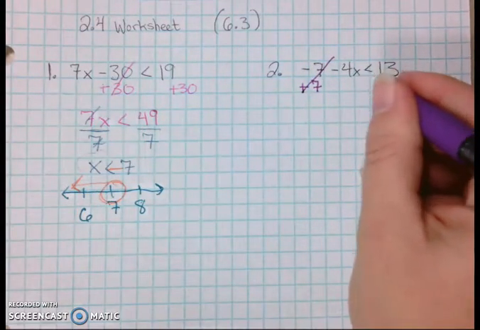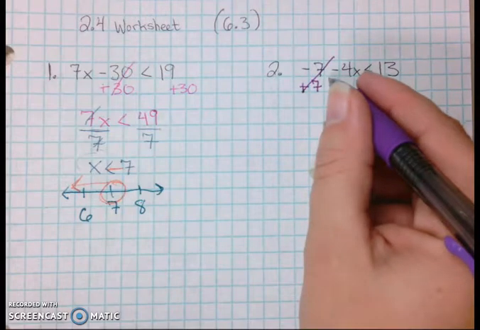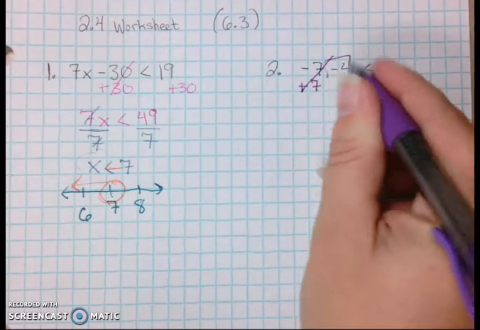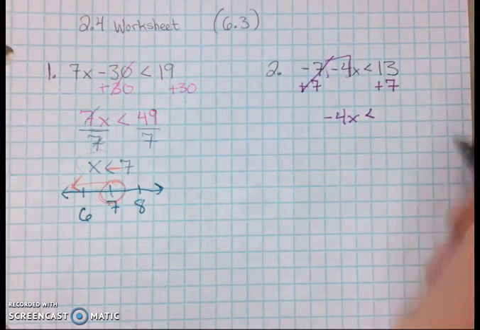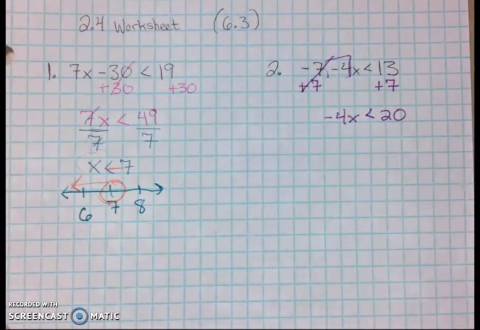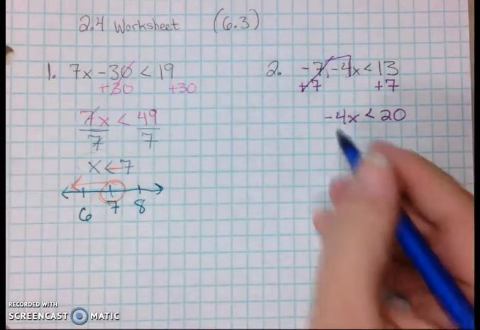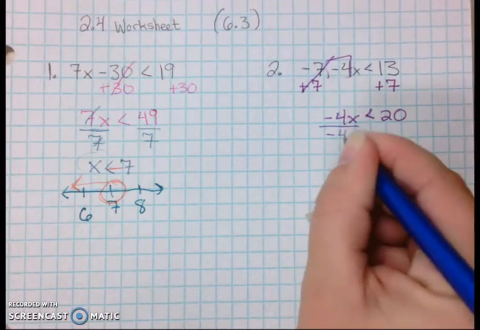Those will cancel out. So I do the same thing on the other side of our inequality. So that leaves me, don't forget the sign with the 4 here. It leaves me with negative 4x is less than, and 13 plus 7 is going to be 20. And now we are going to undo this times negative 4 by dividing by negative 4 on both sides.